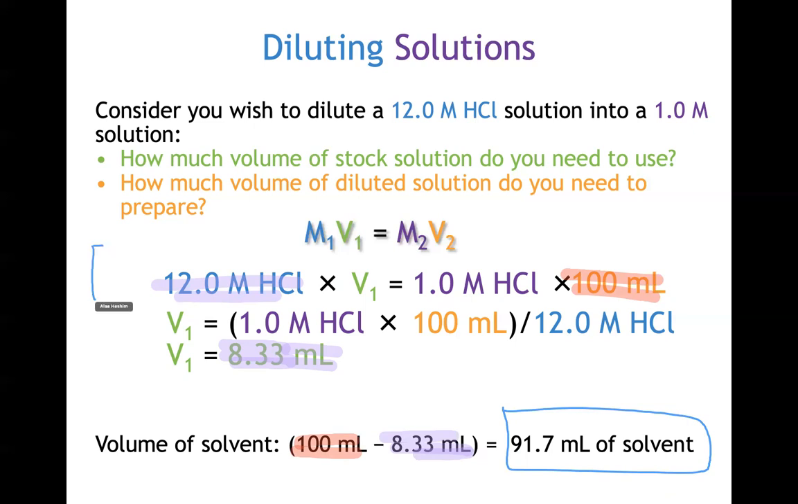So if we have a volumetric flask, for instance, we're going to put 8.33 milliliter of the 12 molar hydrochloric acid, and then the rest is going to be water up to 100 milliliter, right? So just keep that in mind. What are we solving for? What is the question asking us?